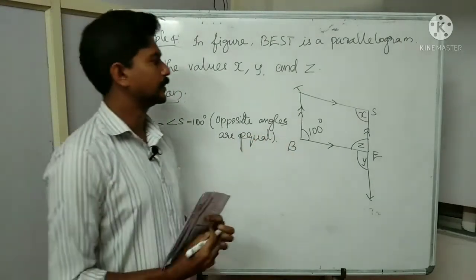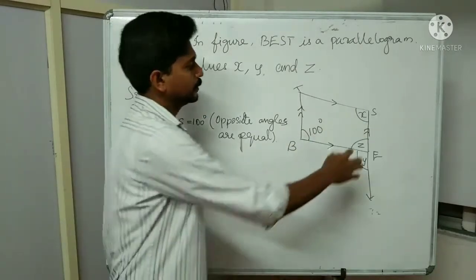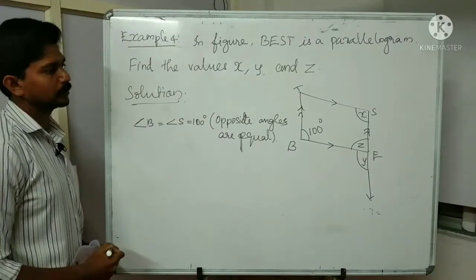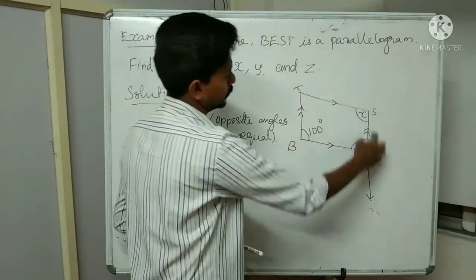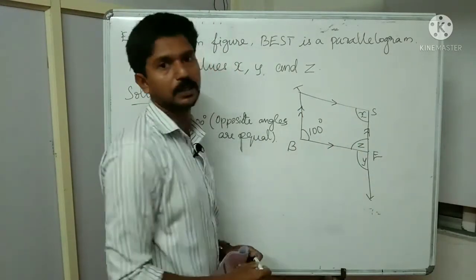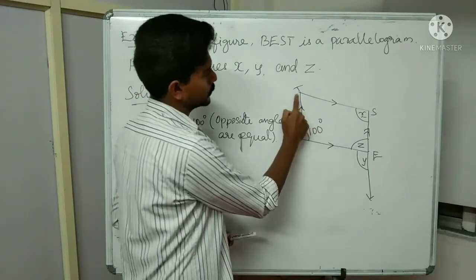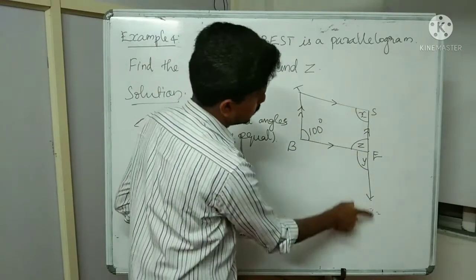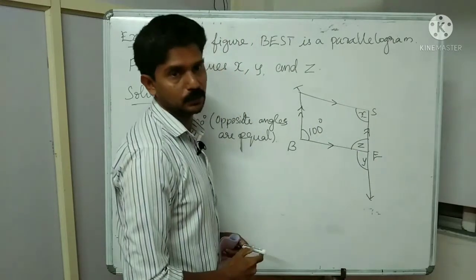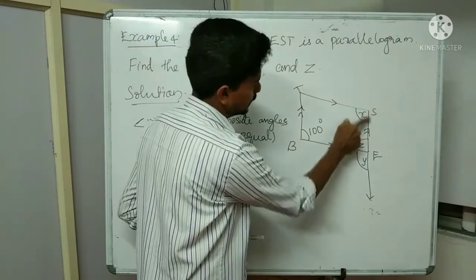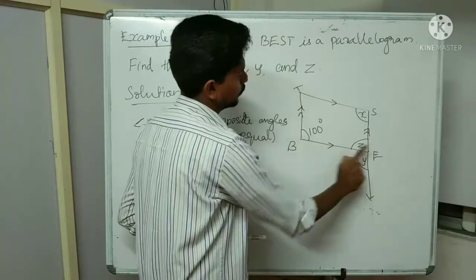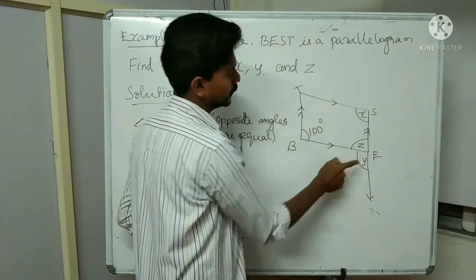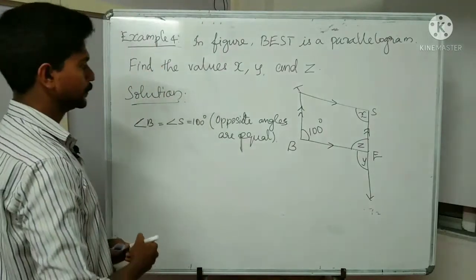Then we can say that angle X and Y are equal because they are corresponding angles. How are these two angles corresponding angles? Because these two lines are parallel lines, and this line acts as a transversal. When a transversal intersects two parallel lines, corresponding angles are equal. So X and Y are corresponding angles.